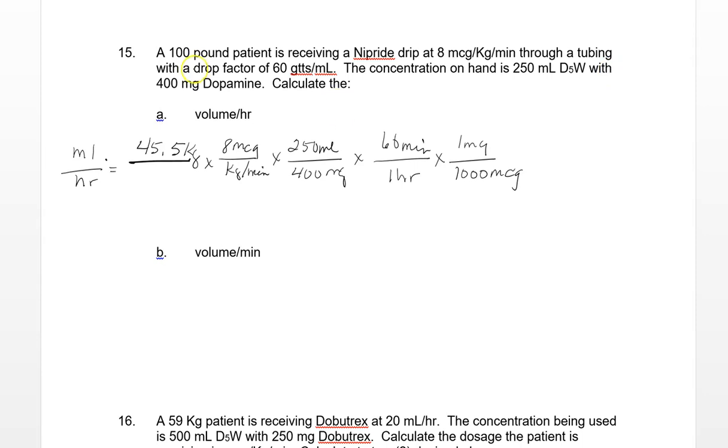per hour. First of all, we need to convert this 100 pounds. So I've already converted it. It ends up being 45.45 kilograms, and I just rounded that to 45.5. So then we have our 8 micrograms per kilogram per minute and 250 mLs over 400 milligrams, 60 minutes over 1 hour, times 1 milligram over 1,000 micrograms.